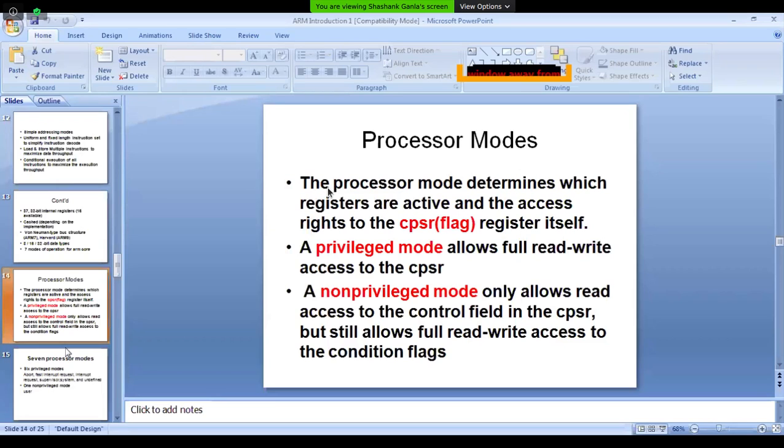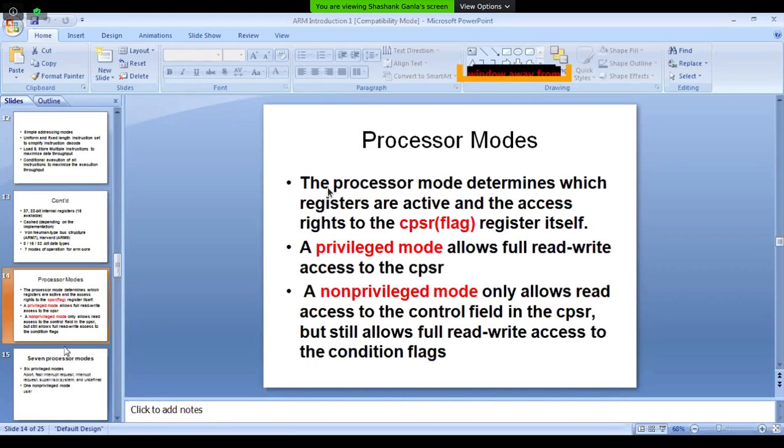We have the control field, we have the extension field, we have the status field, and we have the flags field. I repeat, bit number 0 to bit 7 is called the control field. Bit number 8 to bit number 15 is called the extension field. Bit number 16 to bit number 23 is called the status field. Bit number 24 to bit number 31 is called the flags field.